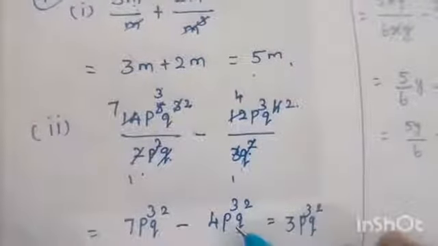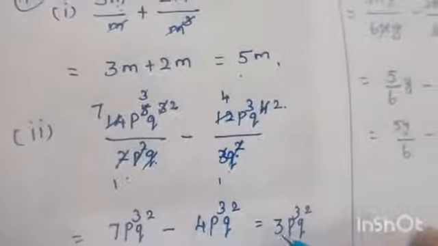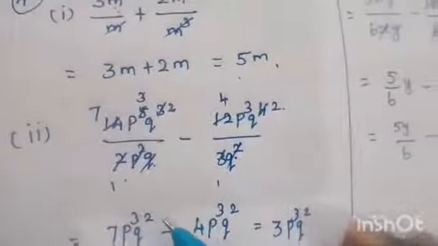These are like terms, so we have to subtract their coefficients. That is 7 minus 4 is equal to 3, so 3p cube q square.